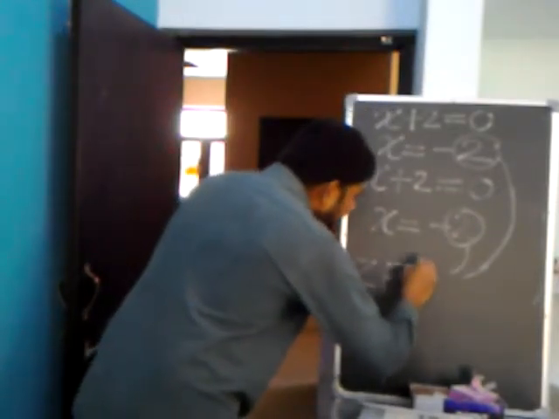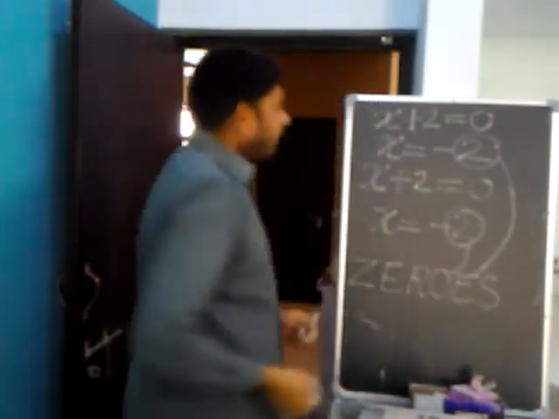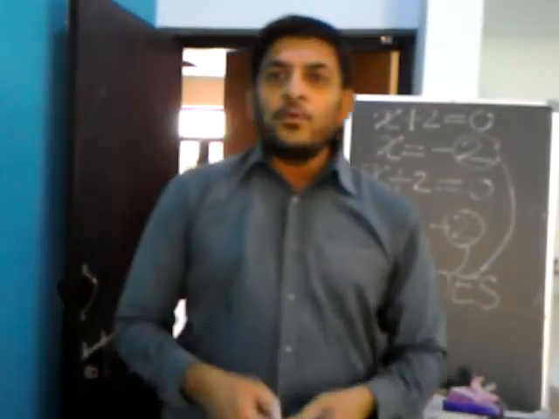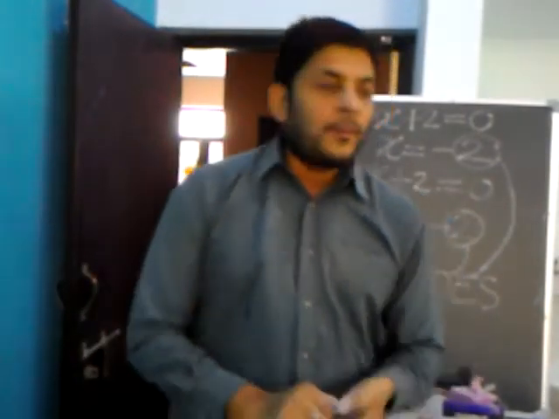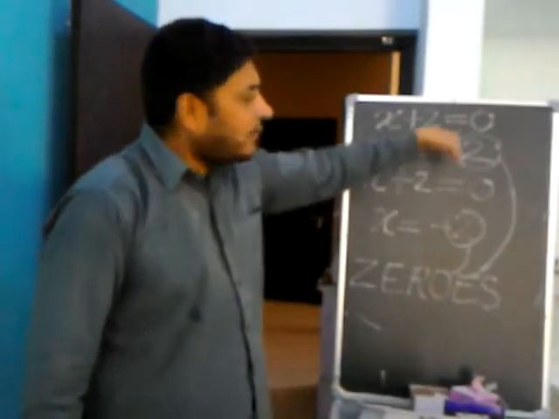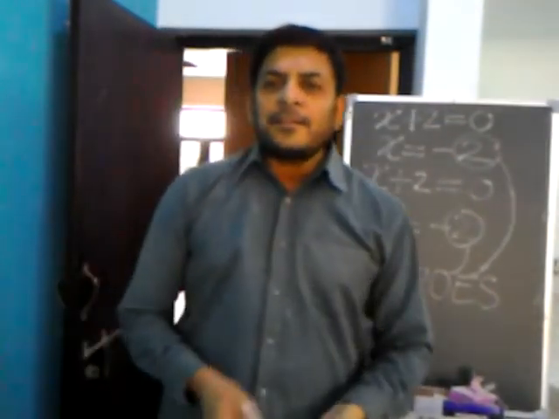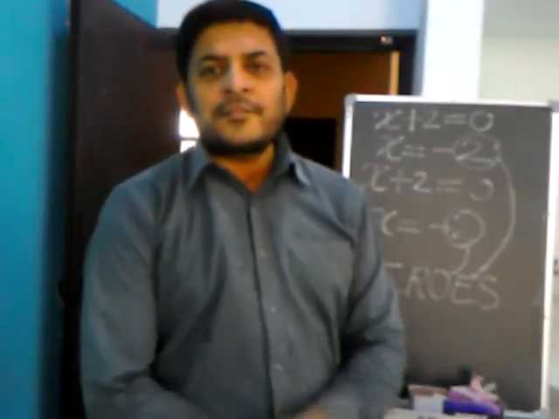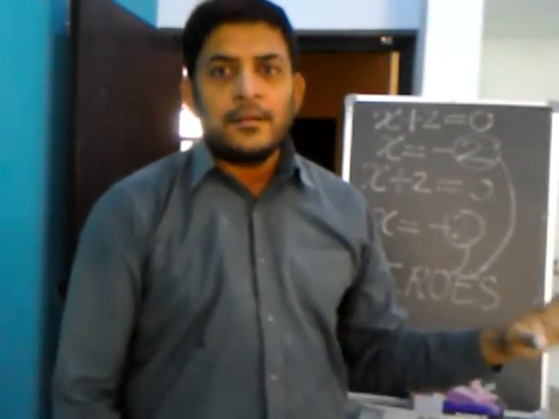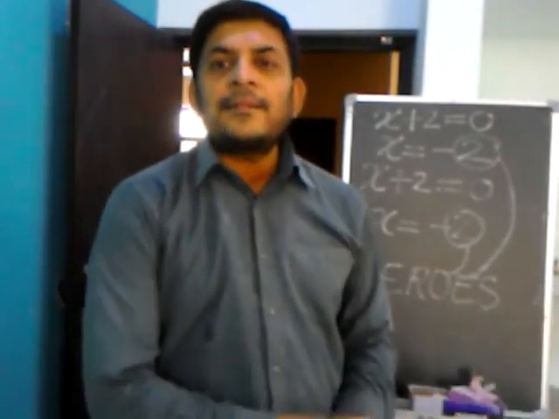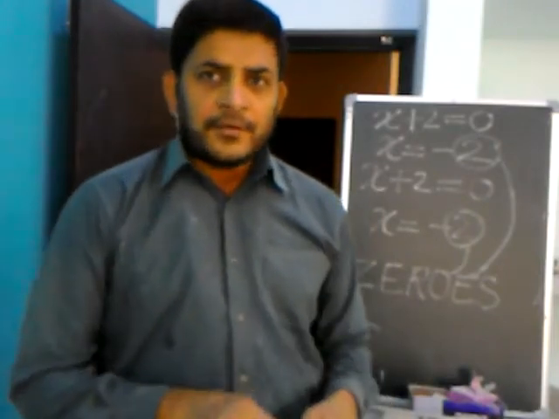These are called zeros of the polynomial. And why are they called zeros of the polynomial? Because these are not zero. This is minus 2 and this is minus 2. These are negative numbers. We can have positive integers also, and none of them is zero. So why are these called zeros? We have studied it in class 9. Let me repeat it again.